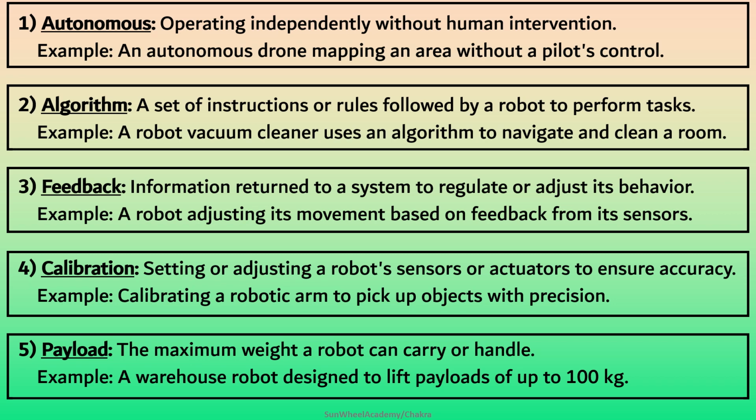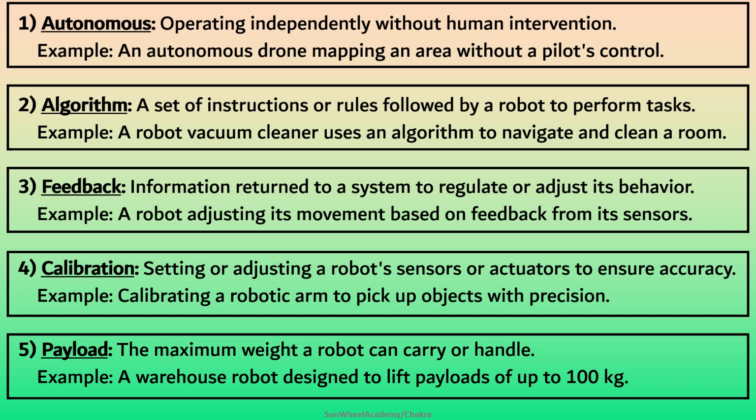3. Feedback, information returned to a system to regulate or adjust its behavior. Example: a robot adjusting its movement based on feedback from its sensors. 4. Calibration, setting or adjusting a robot's sensors or actuators to ensure accuracy. Example: calibrating a robotic arm to pick up objects with precision.